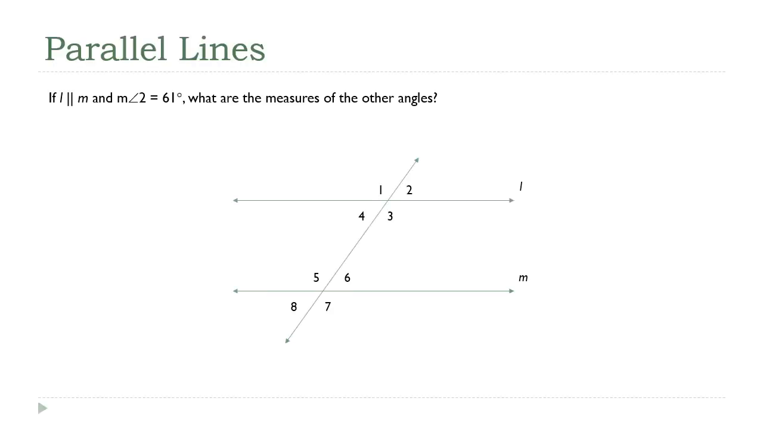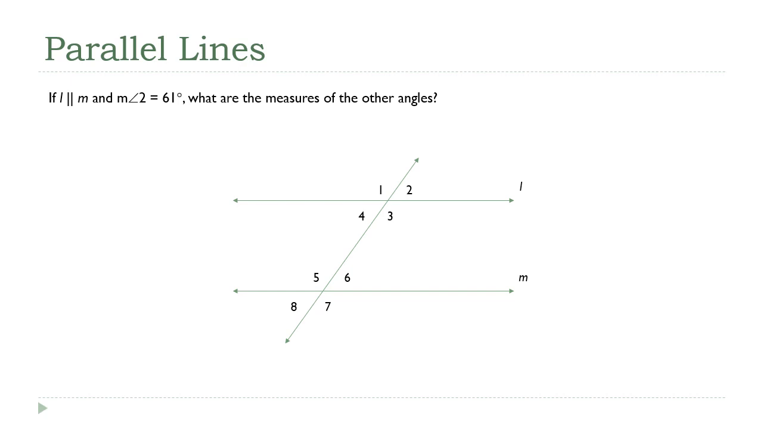In this lecture, we're going to look at some examples of how we can use the properties of the angles that are formed when a transversal cuts two parallel lines to fill in a lot of the missing angle measures if we have just a little bit of information. So what we're told here is that the two lines that look parallel, line L and M, are parallel. And we're given the information about one of the angle measures. We know that angle 2 is 61 degrees. We want to find the measures of all of the other angles.